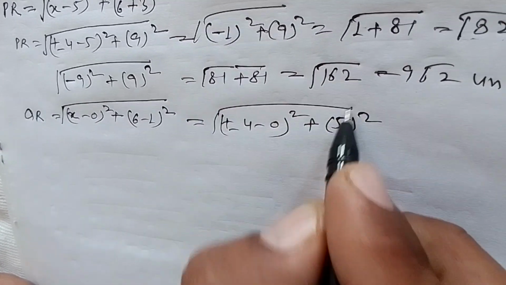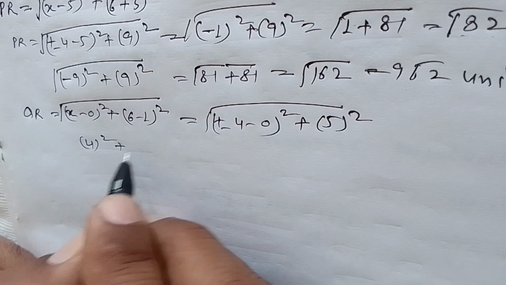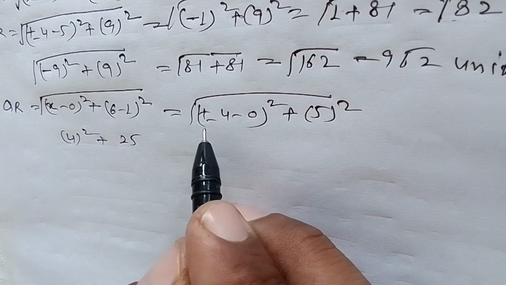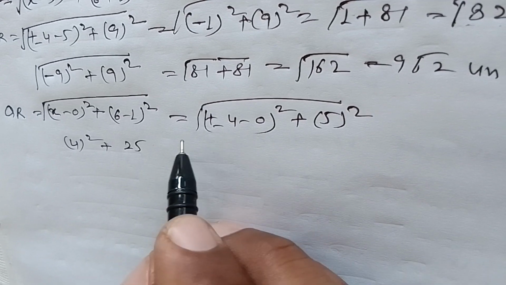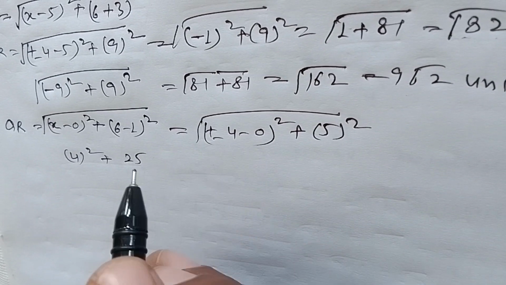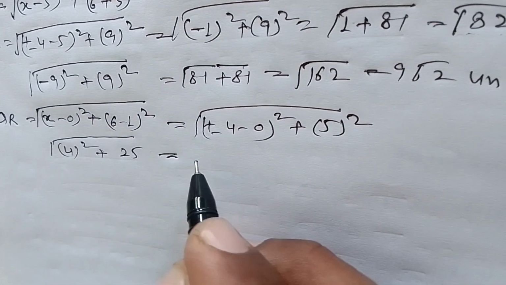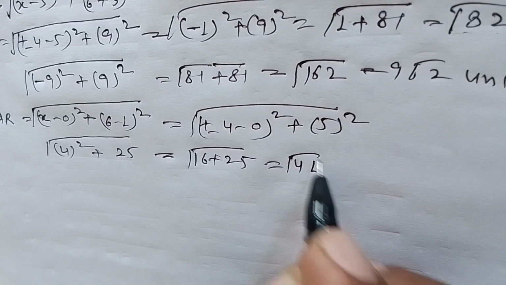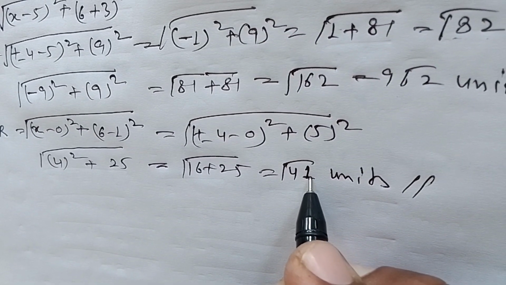Now considering first 4, here the value of 4 plus or minus does not matter, because in both cases the answer will come out to be the same, because minus 4 square comes out to be 16 and plus 4 square will also come out to be 16. So it will come out to be root 41 units. So this is the answer of the 9th question.